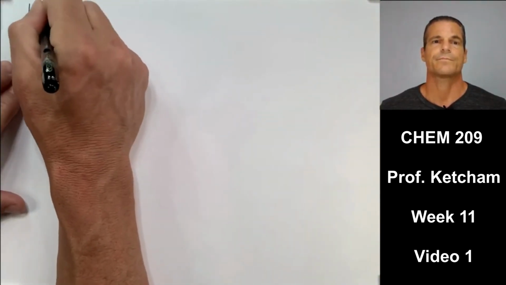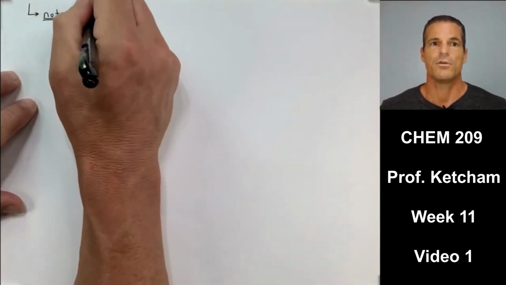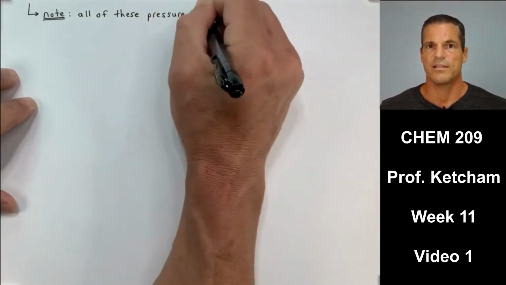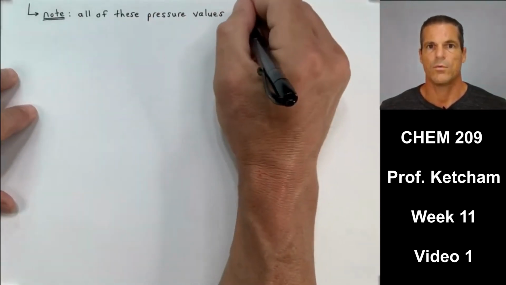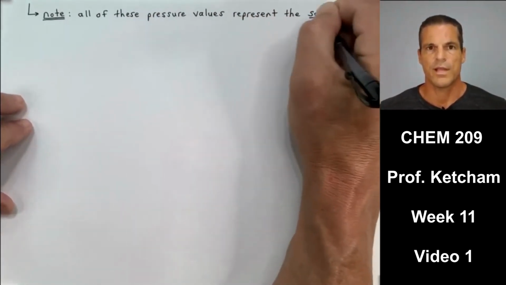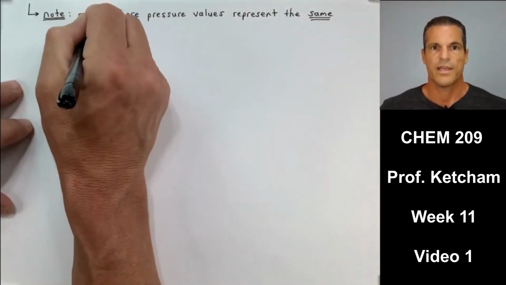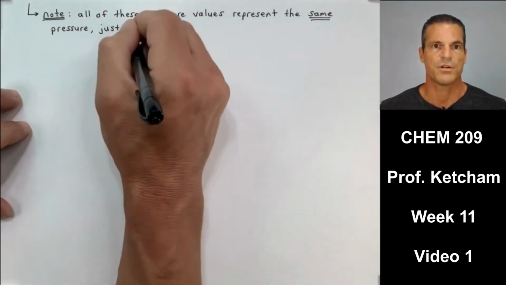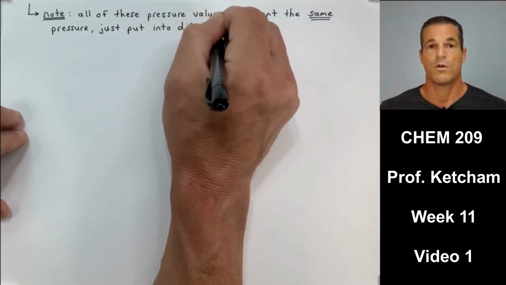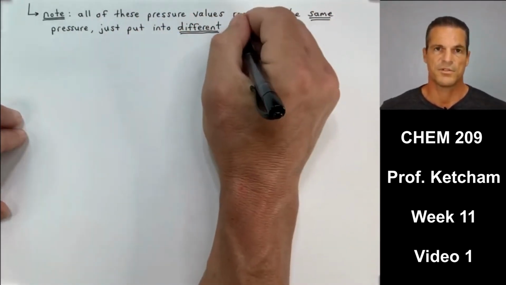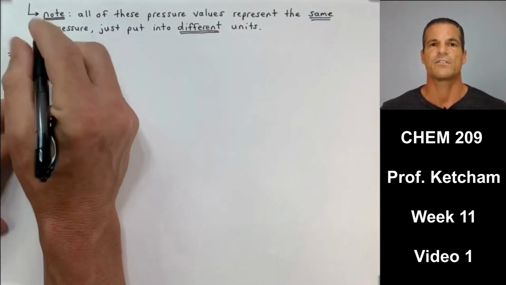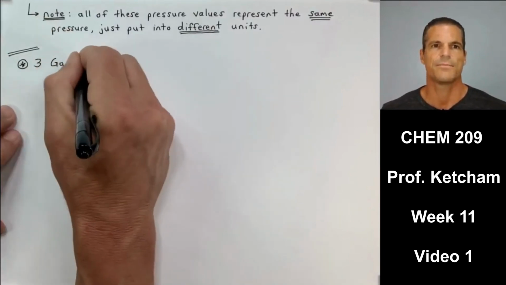All right, just a note here. All of those pressure values that we just got in that last sample problem, whether the units were millimeters mercury or atm or torr, that was the same value, the same pressure, just put into different units, right? Like 12 inches is equal to a foot, or 100 centimeters is equal to 1 meter. That's all conversion factors do. Conversion factors change your units, not your value.